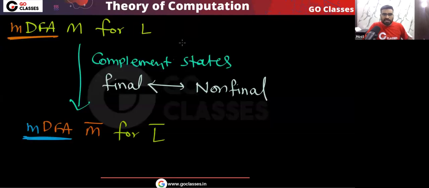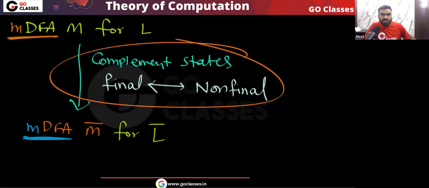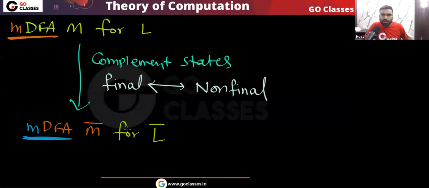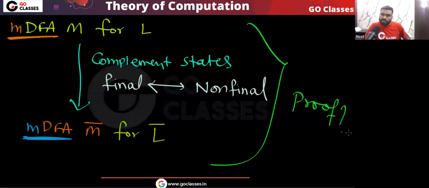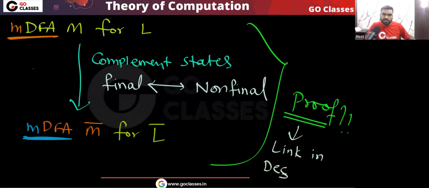A student is asking, can we prove that if you start from a minimal DFA and complement the states, you will get a minimal DFA for L complement? What is the proof of this? The proof I have already provided in our lectures. The link I will provide in the description.